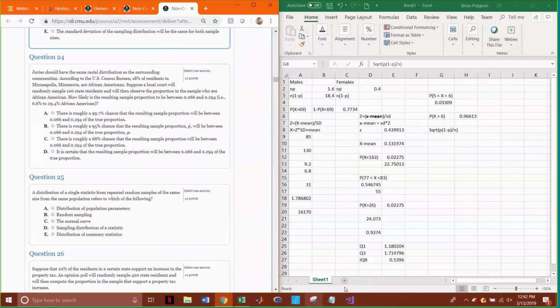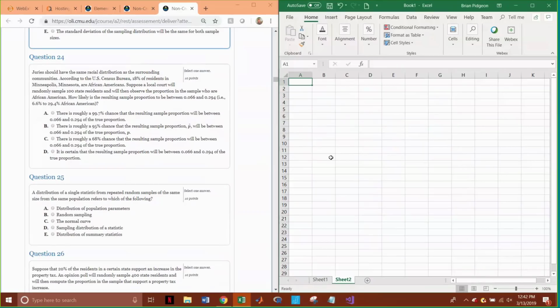All right, I'm going to move to a different page. Juries should have the same racial distribution of the surrounding communities. According to the U.S. Census Bureau, 18% of residents in Minneapolis are African American. That is a parameter. It's going to be the mean of our sampling distribution. 18% is our parameter for the percentage of residents who are African American.